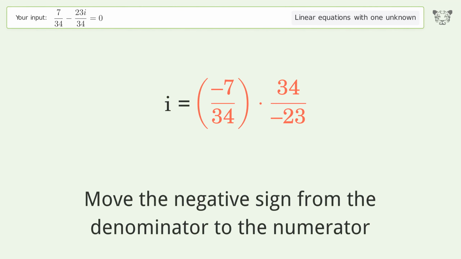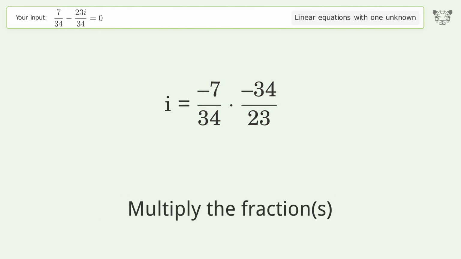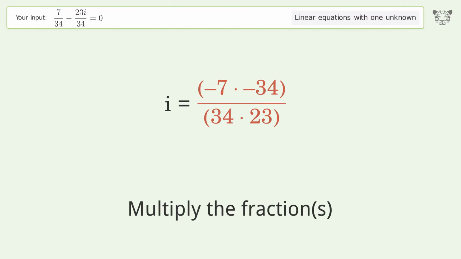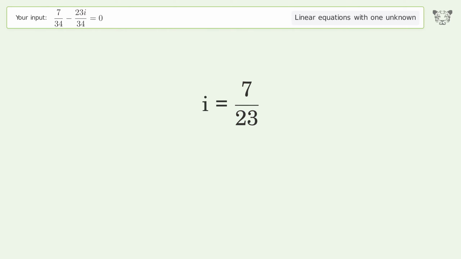Move the negative sign from the denominator to the numerator. Multiply the fractions. Simplify the arithmetic. And so the final result is I equals 7/23.